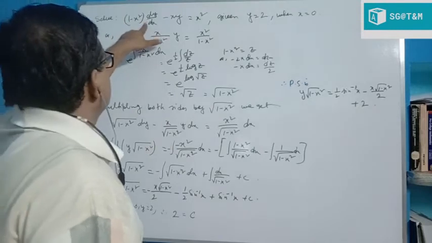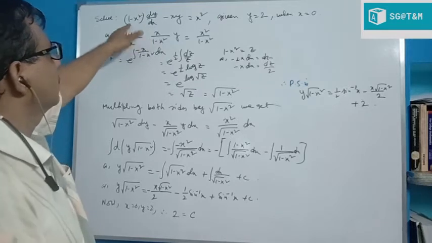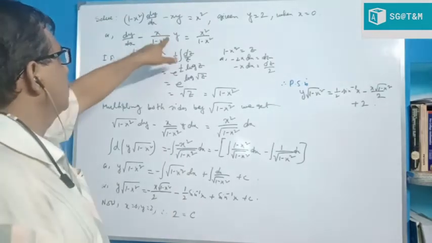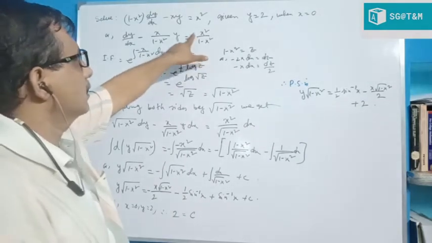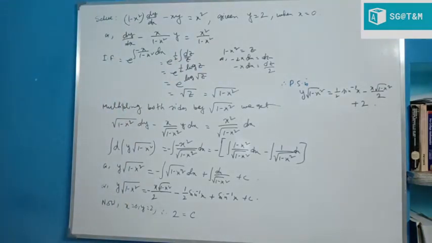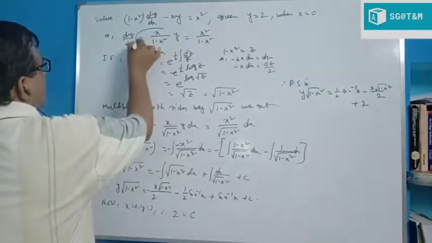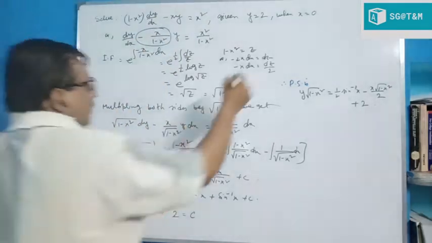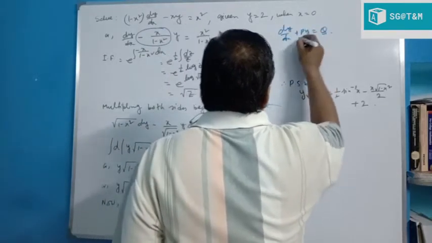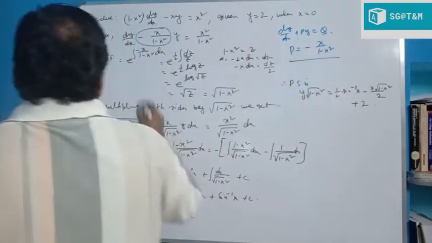So the coefficient of dy/dx must be 1. So dividing by 1 minus x square on both sides, we get dy/dx minus x into y by 1 minus x square is equal to x square by 1 minus x square. So integrating factor is e to the power integral of p dx. If we compare with dy/dx plus py is equal to q, then p is nothing but minus of x by 1 minus x square. So this is totally p.